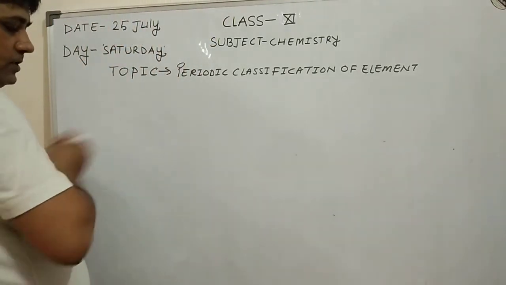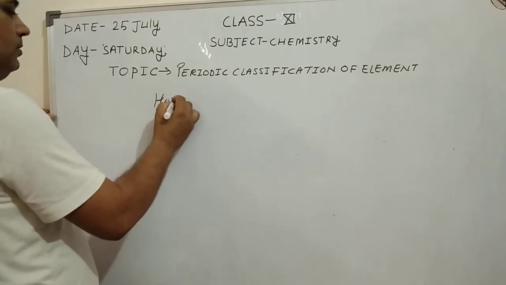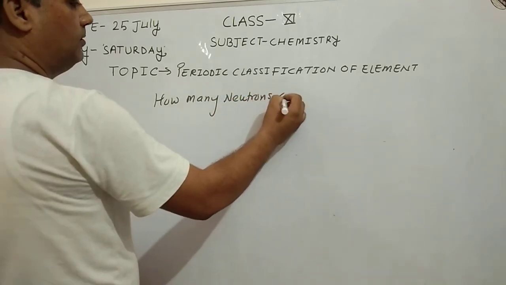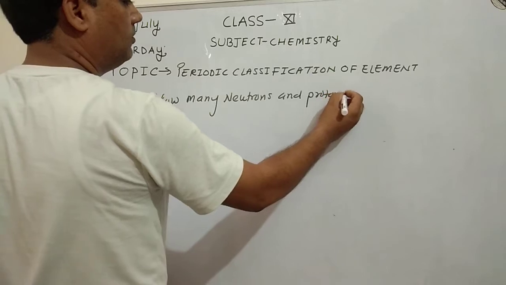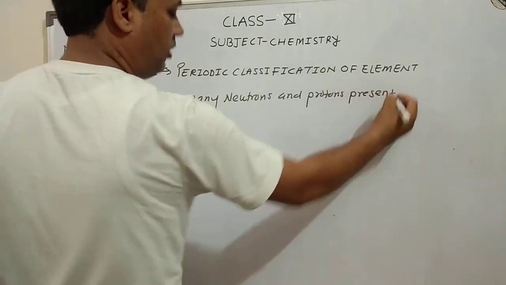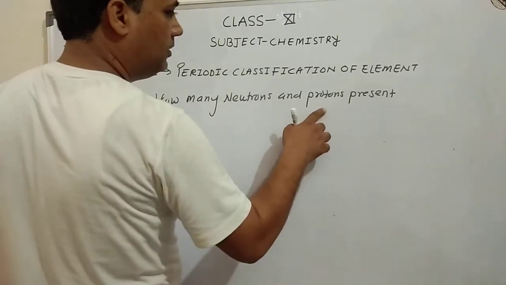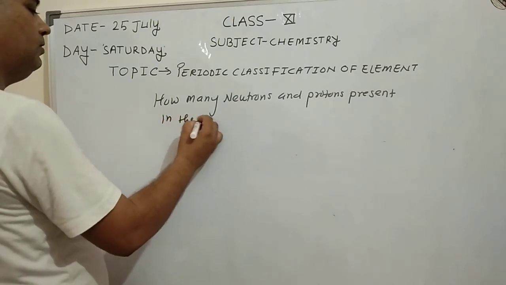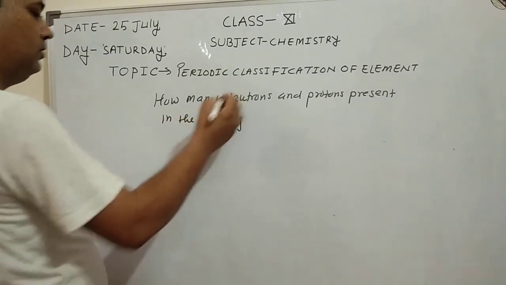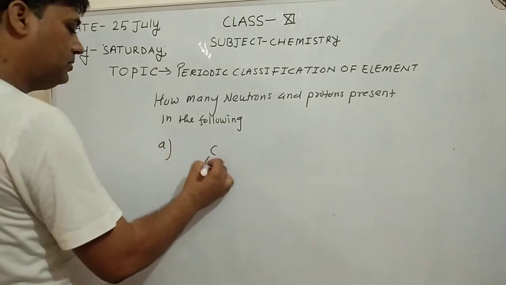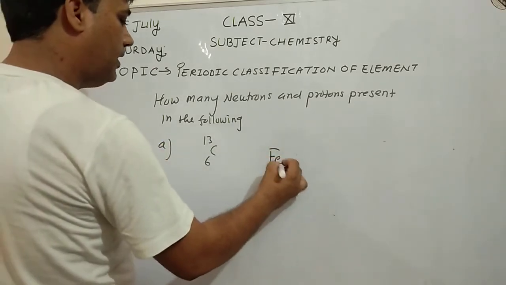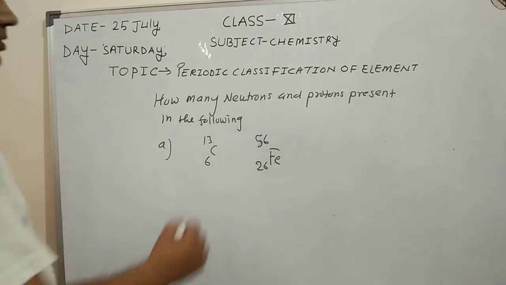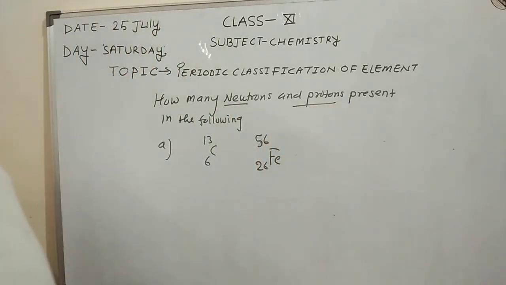How many neutrons and protons are present in the following? Carbon 6, 13 and Fe 26, 56. Find the number of neutrons and protons.